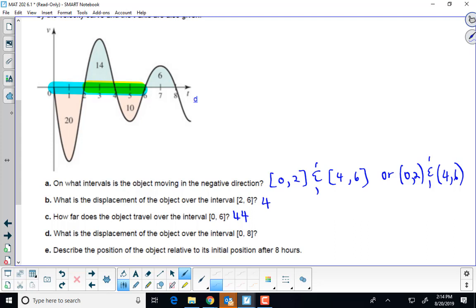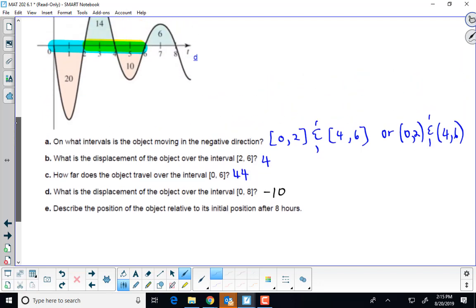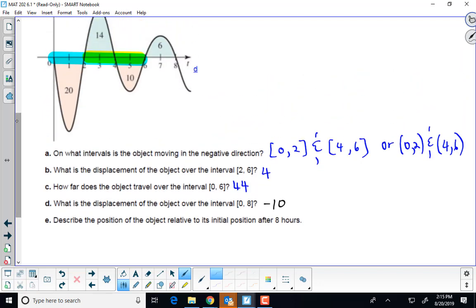So what do we say? Minus 10? Describe the position of the object relative to its initial position after 8 hours. Well, we just did. So 10 to the left. That's what this question is asking: describe the position of the object relative to its initial position after 8 hours. So 10 units to the left.